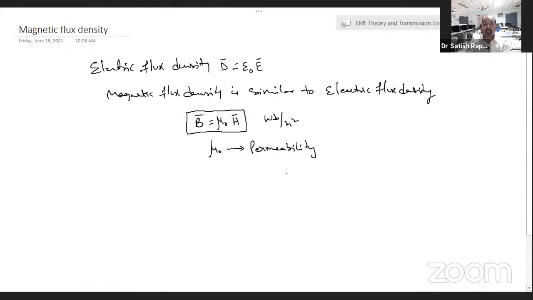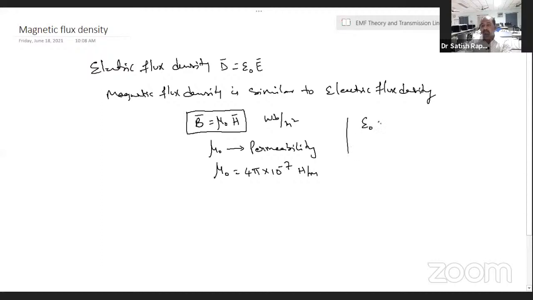Permeability. Mu naught is permeability. Earlier we have defined epsilon naught. Epsilon naught is permittivity, or dielectric constant in free space. Similarly, mu naught is permeability, and mu naught is equal to 4 pi into 10 power minus 7 henries per meter.